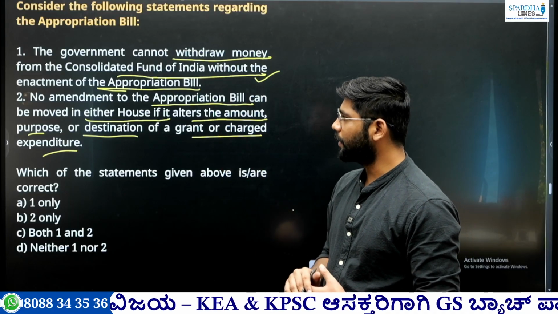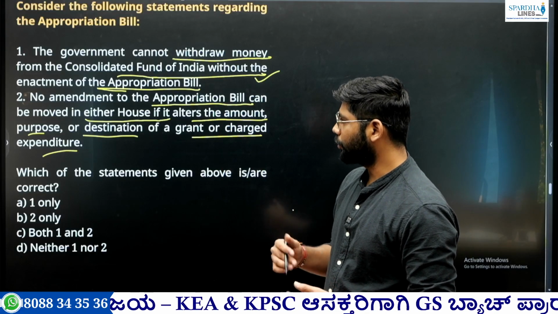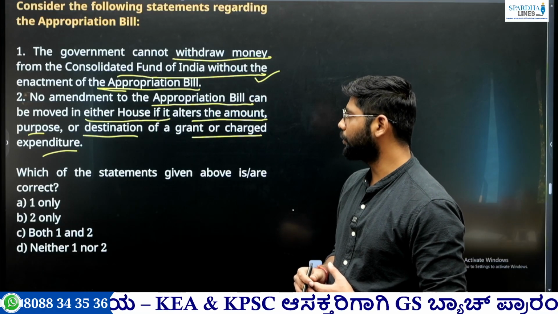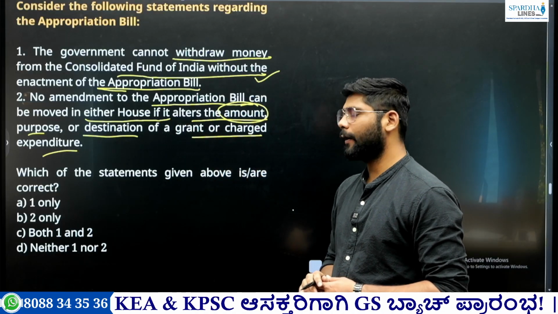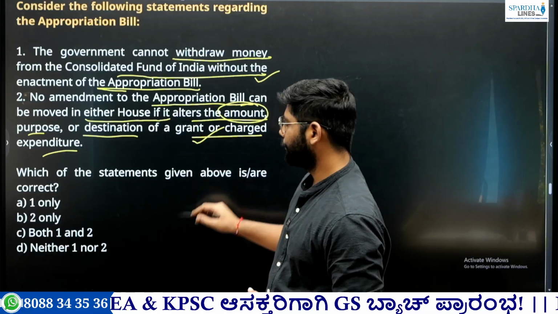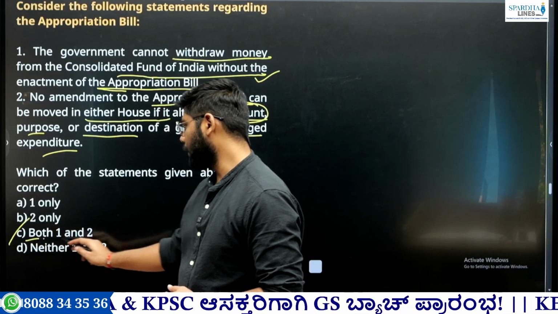Second, I also discussed that there should not be an amendment to the appropriation bill which changes its amount, purpose and destination. So this is also correct here. The correct option is C. Both 1 and 2 are correct here.